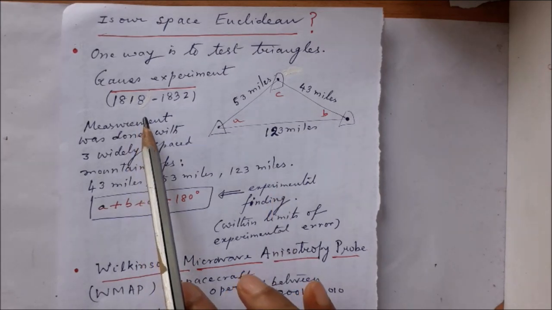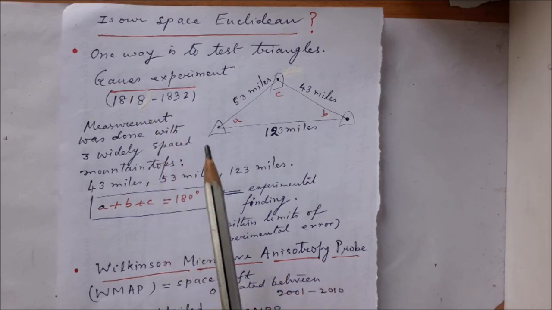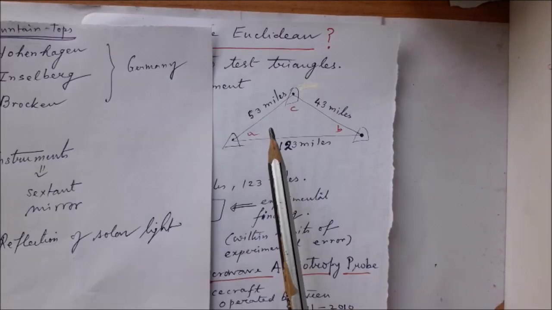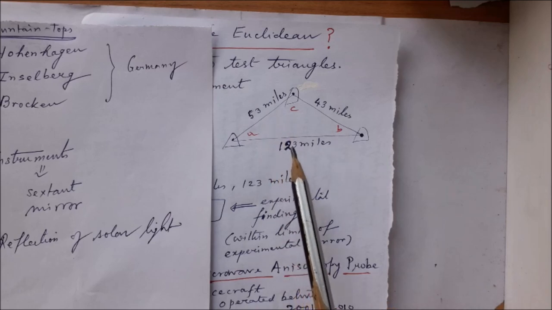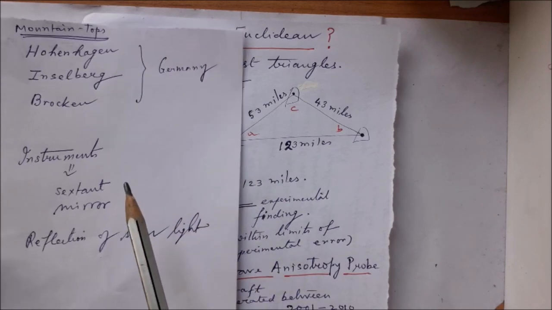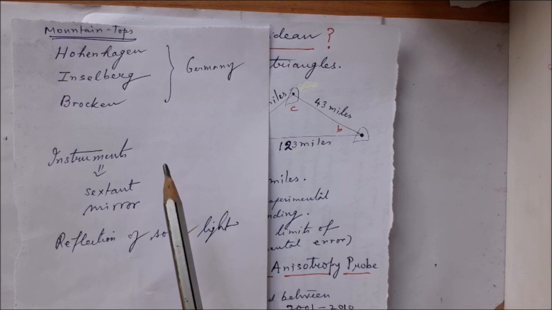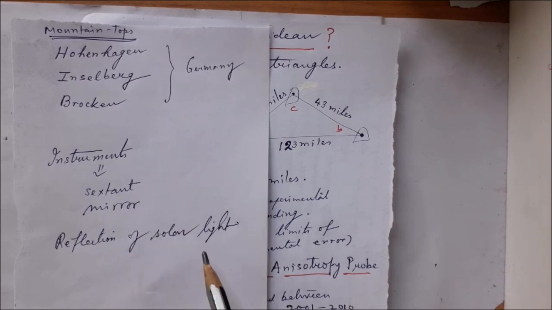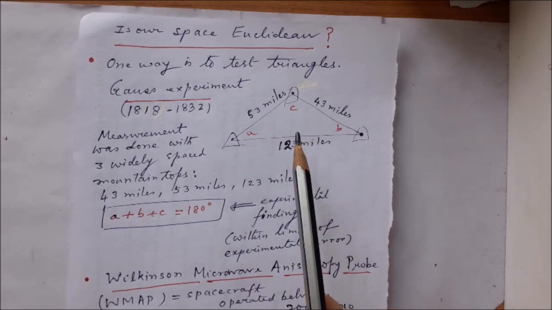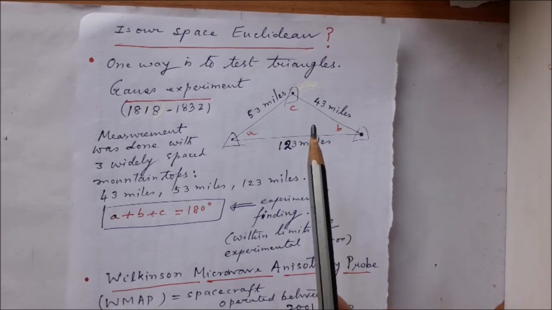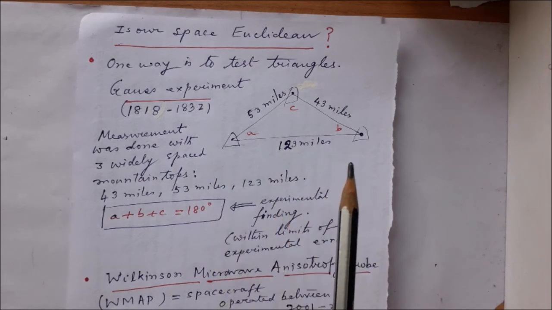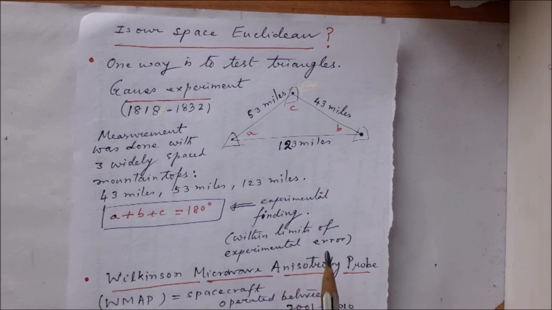or less than 180 degrees for the negative curvature case. Now between 1818 and 1832, Gauss performed an experiment. He chose three widely spaced mountain tops at mutual distances of 53 miles, 123 miles and 43 miles and used instruments like a sextant, mirror, etc. and employed the phenomenon of reflection of solar light, only to find that the three angles of the triangle formed with the mountain tops as the vertices, when summed, give 180 degrees, of course within limits of experimental error. This suggests a Euclidean or flat universe.